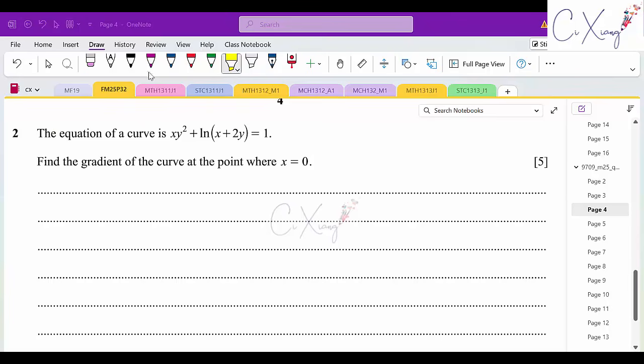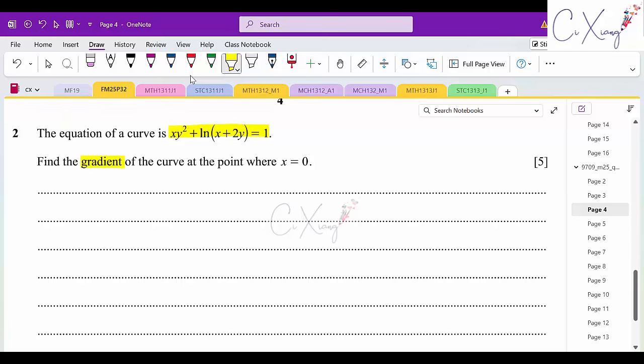Alright, so question number 2. We are given the equation of the curve, which is something like this. And then you can see very clearly that this is an implicit function where x and y cannot be separated clearly to each side. Alright, so we call it an implicit function. Find the gradient of the curve at the point where x equals to 0.